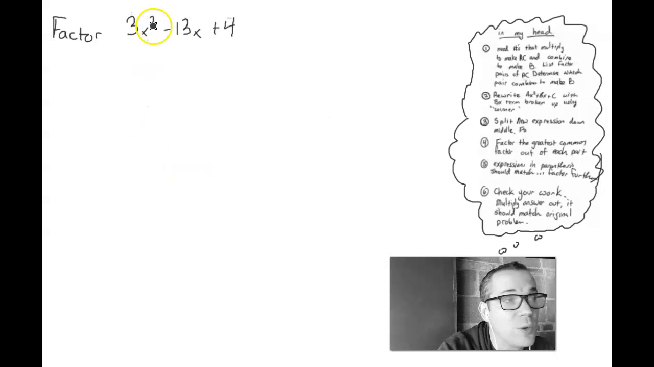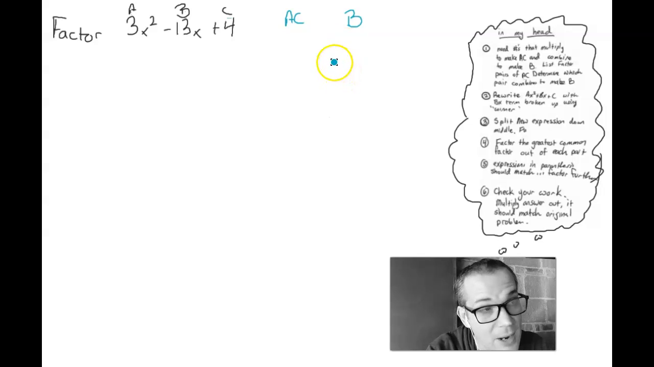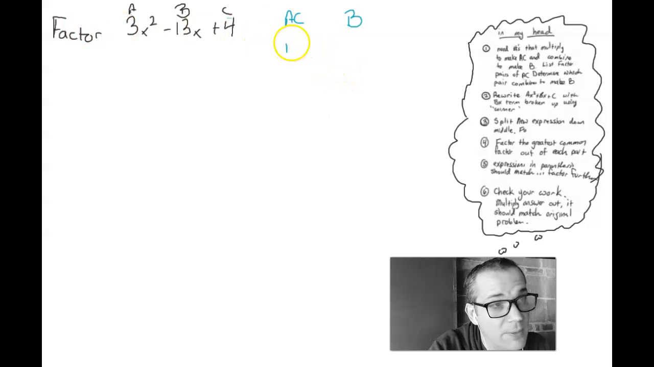I'm going to start by noting what a, b, and c are. Easy for me to identify. A is what's in front of x squared, b is what's in front of x, c is by itself. And I just need to start off by figuring out what a times c is and what b is and writing those two things down. So a times c is going to be 12, and b by itself is negative 13.